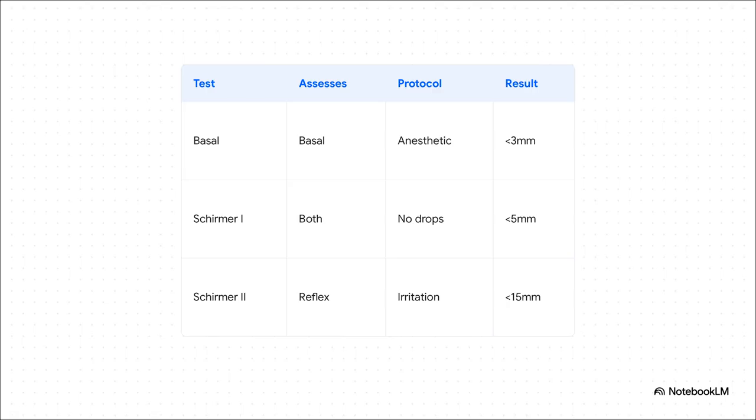Schirmer I uses no anesthetic, meaning the strip irritates the eye, so it measures both basal and reflex secretion. Schirmer II uses an anesthetic on the eye, but then we intentionally irritate the nasal mucosa with a cotton tip to isolate reflex secretion only.